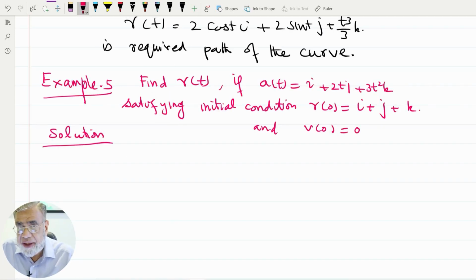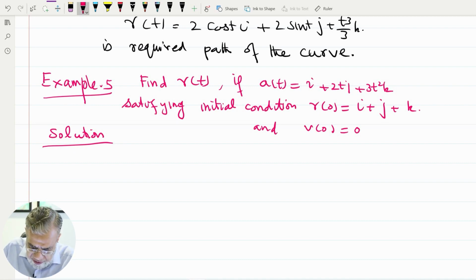We want to find r of t. We're given a of t, the acceleration, which is i plus 2t j plus 3t k, and we are given the initial conditions. The initial position r0 is i plus j plus k, at the point 1, 1, 1, and the initial velocity is 0, so it is moving from zero velocity. So we want to find this value of r of t.